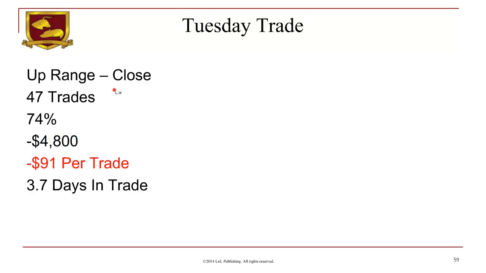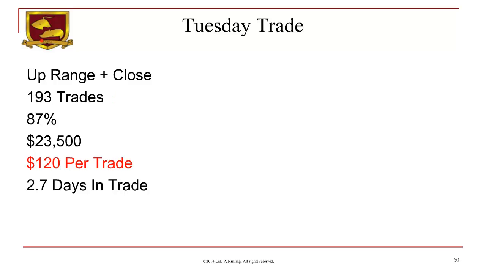Yes, if we have an up range and a minus close, we're going to buy on Tuesday and we don't do very well. Up range with a minus close, if that's our setup pattern, we don't do well at all. Bad on Tuesday. We have an up range and up close. So Monday closed up for the day and it's an up range bar. We make $120 a trade. That ain't so hot either.